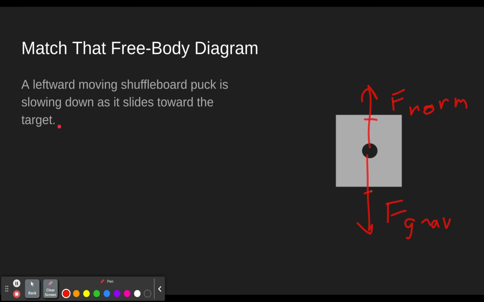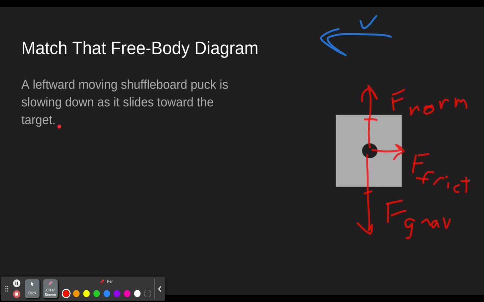But now it's moving towards the left, so we have a velocity towards the left. If it's slowing down, it must be being pushed against the direction it's currently moving. So it must be being pushed this way. Well, what's pushing it? It's in contact with another surface, the cement, and they're sliding past each other. So that would be the frictional force, F frict is how they abbreviate that. And that would be it.